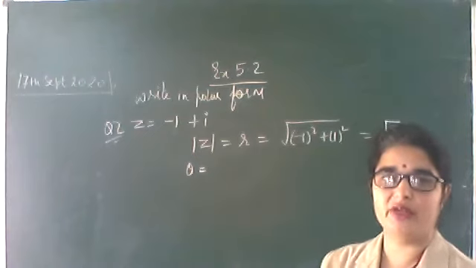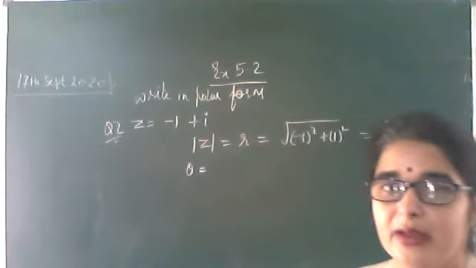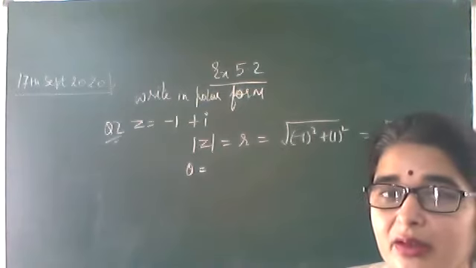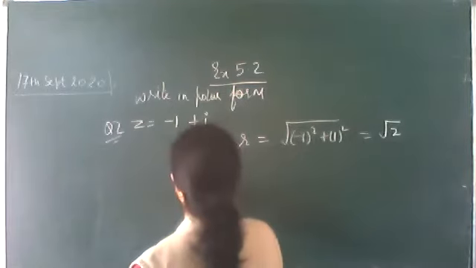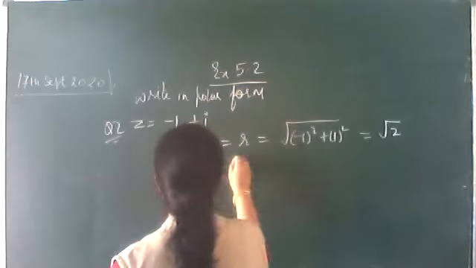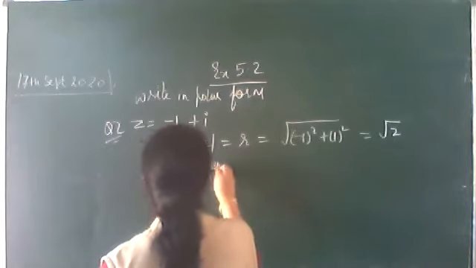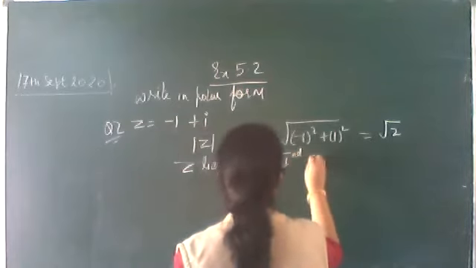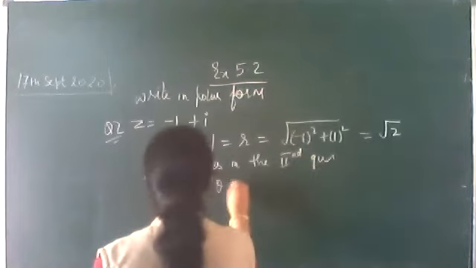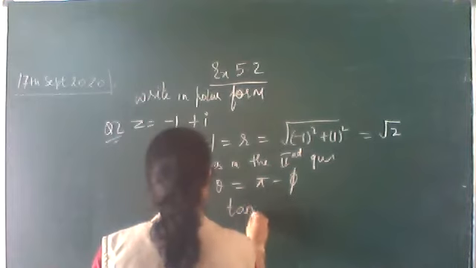Z lies in where? Second quadrant, third quadrant, first quadrant, fourth quadrant. Please tell me. Second quadrant. Very good. Z lies in the second quadrant. So the value of theta will be equal to pi minus phi, and your tan phi, you can calculate.